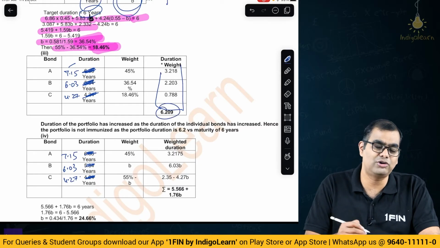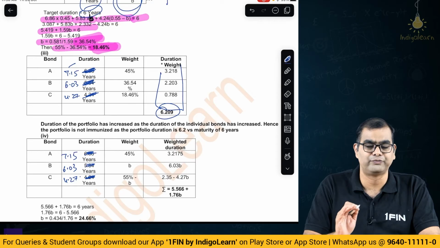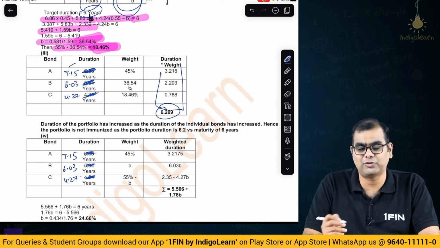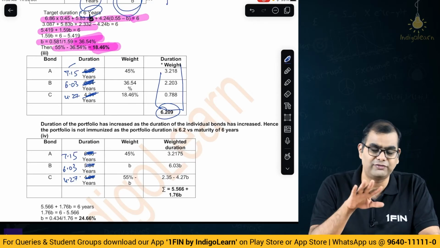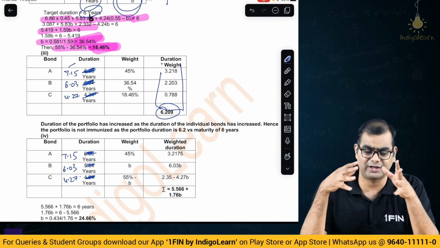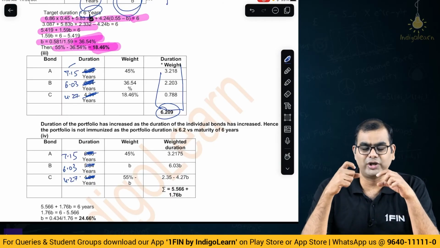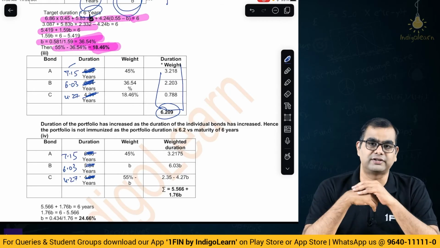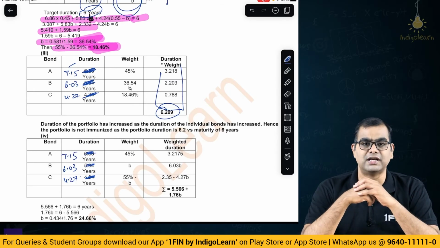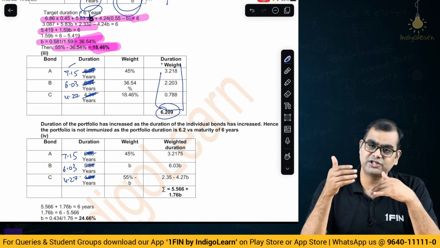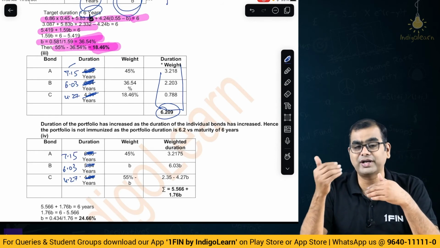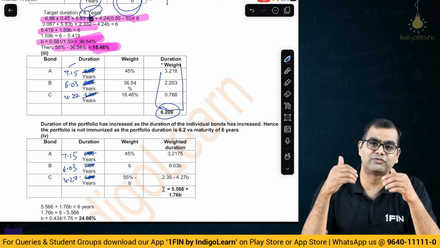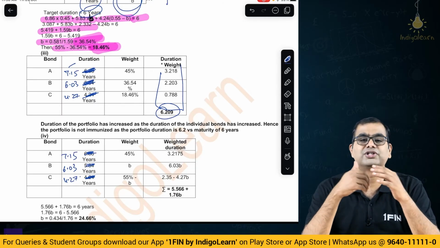Now, this 6.20 is greater than your 6, right? So, is the portfolio immunized? Portfolio is not immunized. Now, one aspect that all of you have to remember from a real life perspective is, this duration will change whenever there is a change in interest rate. Exactly what we have seen in this case. So, if interest rates are continuously changing, it means that you have to be continuously changing the weights of the bonds in the portfolio such that the duration is matching.